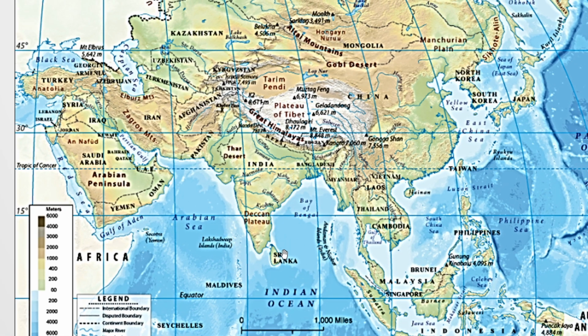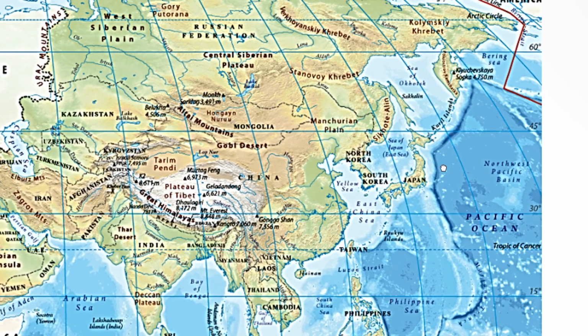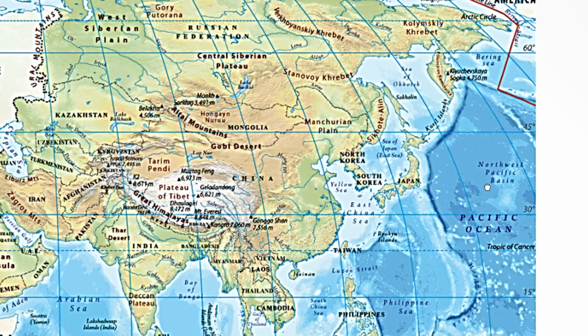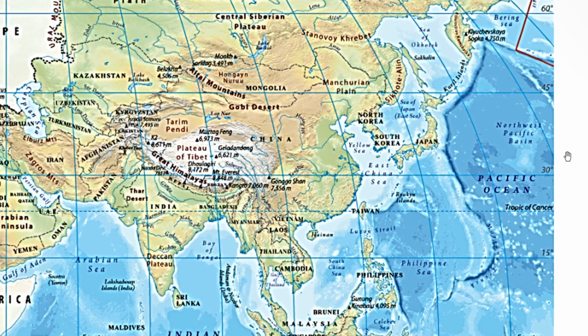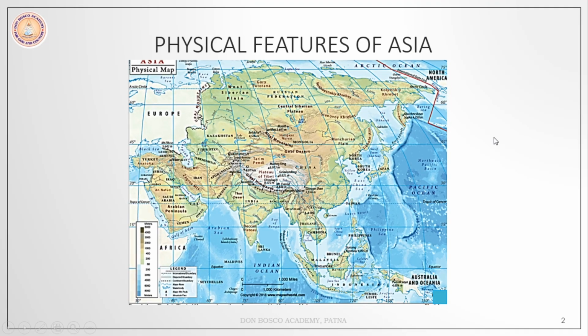The island of Sri Lanka towards the south is an important island. The Lakshadweep Islands, consisting of several big and small islands, the Maldives and the Seychelles, are other such islands which are dotting and scattered in the seas and oceans around Asia. So these are the important features which you are supposed to learn in Asia.